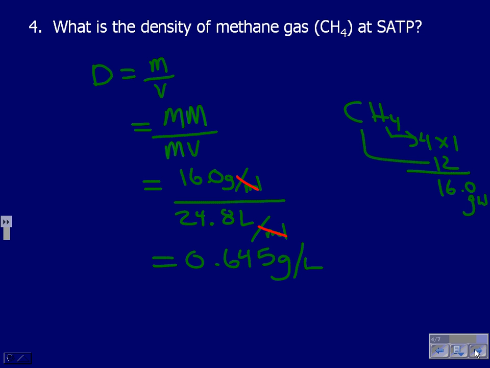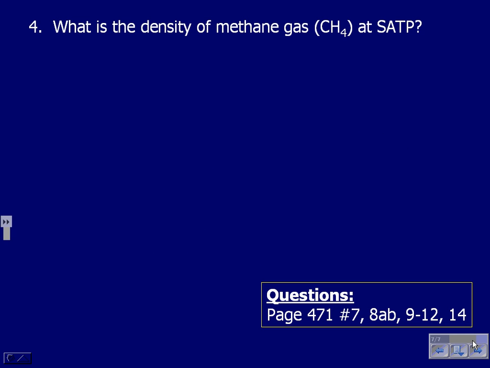If we were dealing with water, it actually has 1,000 grams in a liter, because each milliliter is a gram. But gases are not dense. That's why they're up there and the water's down there, because they have very low density. There's a lot of space in between the particles. Okay, so at this point, that's the homework that goes with this little section on molar volume.